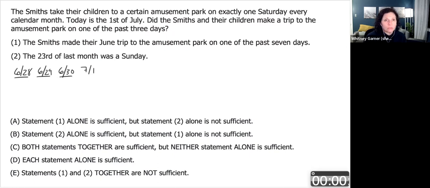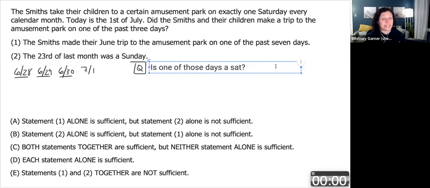So what do I actually need to know? I know that they take their kids to the amusement park exactly one Saturday every calendar month. One Saturday. So I need to figure out, one, is one of these days a Saturday? And did they take their kids to the amusement park already? Right, so I'm looking at like, okay, first off, is it even possible that one of these days is a Saturday? Is one of those days a Saturday? Because if it's not a Saturday, then I can say no, for sure.